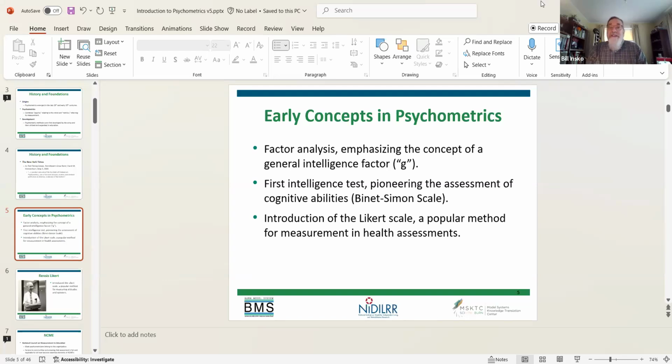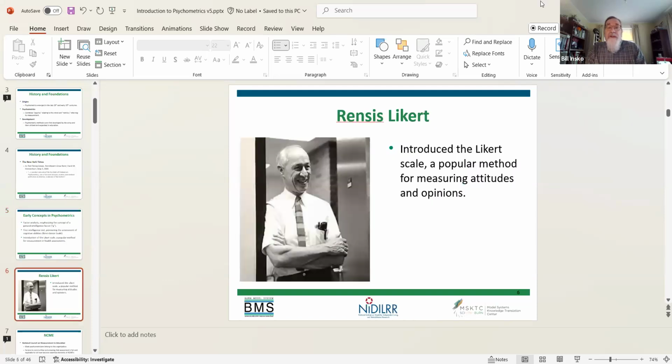Now, I do want to mention the Likert scale. It's a popular method for measurement in health sciences. And it's so important, really, that we have a picture of Rensis Likert. It is Likert, not Likert. Before you could Google that, it was a big controversy, how to pronounce his name. But it is Likert. And these are the scales that go strongly disagree, agree, neutral, or strongly disagree and agree and such like that. So there's the guy that developed that. So that's a really important scale.